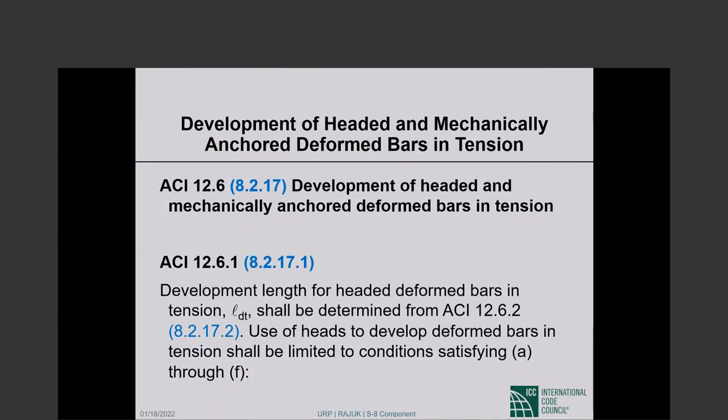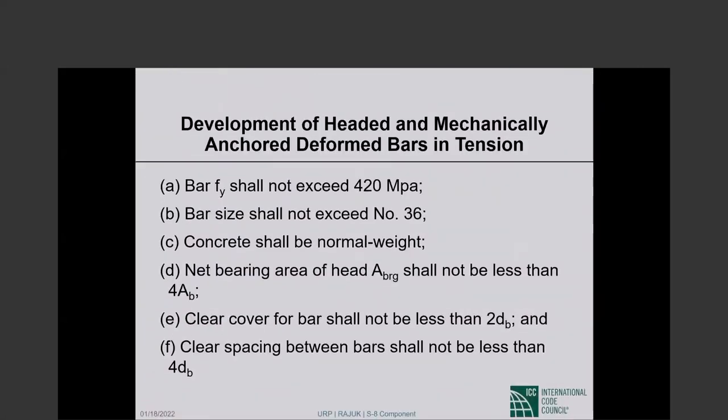Okay, then development of headed and mechanically anchored deformed bars in tension. Now we are talking about L sub dt. Development length of headed deformed bars in tension shall be determined from the section. Use of heads to develop deformed bars in tension shall be limited to conditions satisfying A through F. So you cannot use headed bars in all situations. You have to satisfy conditions A through F.